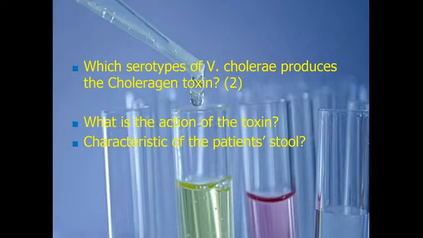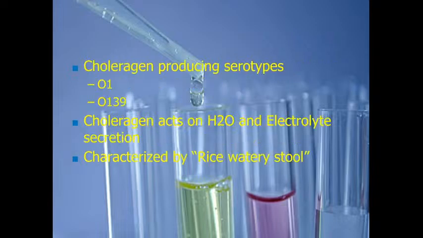Again, what is O? It's the somatic antigen. What makes it different? It's the biochemical structure. So O1 and O139 are cholera serogroups or serotypes. The choleragen acts on water and electrolyte secretion. It causes the characteristic rice watery stool. What's rice watery stool in Tagalog, guys? It's hugas bigas. Hugas bigas, rice watery stool.